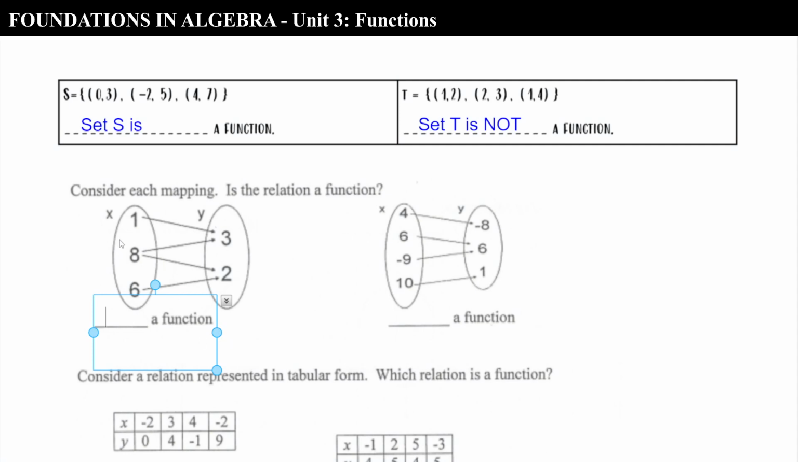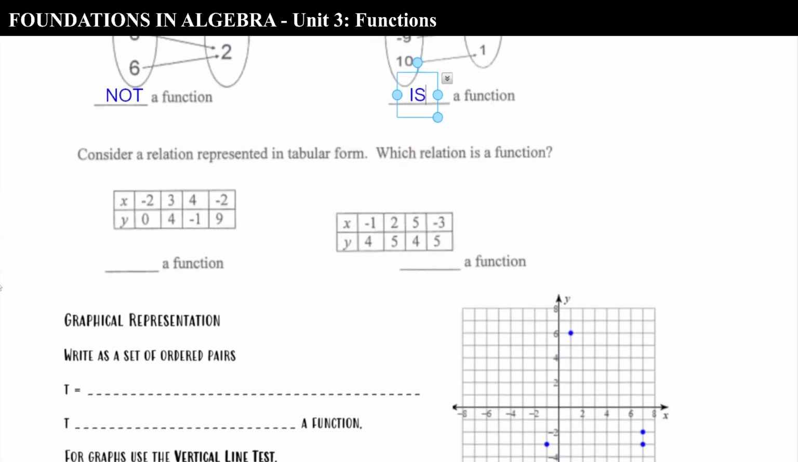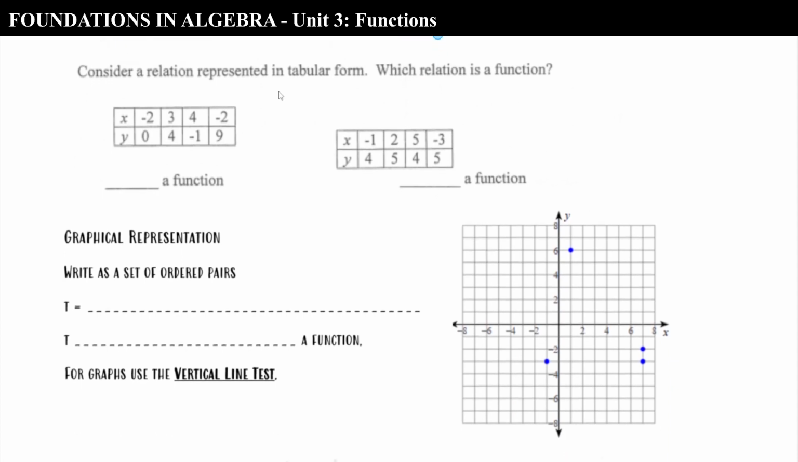All right. For the mappings, you're going to look to see if your x goes to two different y's. If we have an x going to two different y's, that means our x repeats. So here, not a function. But this one, we only have one line going from each of the x values, so this one is a function. Taking a look at tables, again, if we have a repeating x, which we do here, then we can say this is not a function. This one, no x's repeat, so we can say this one is a function.